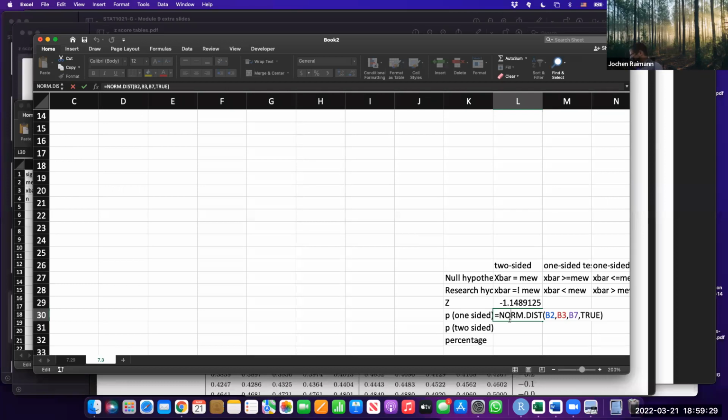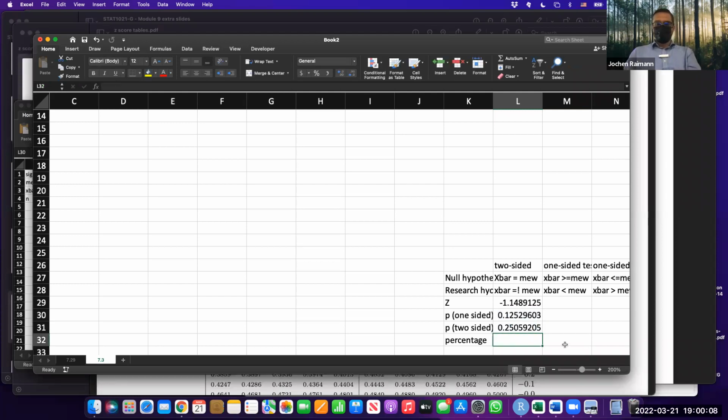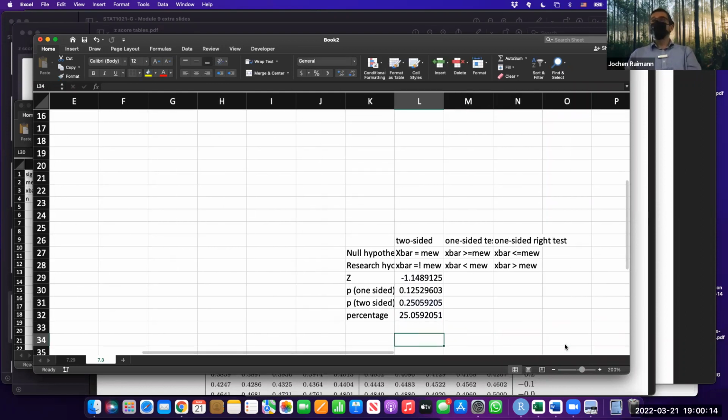Norm.dist, the mean of the sample, the mean of the population, mu, the standard error of the mean as the variability of the differences between the random sample means and the population mean, and cumulative equals true. So, for the two-sided P, we're interested in both tails. It's symmetric, so we have the left tail. Now we multiply this by 2 to get a two-sided p-value, 0.25. Multiplied by 100 is 25%. Are we rejecting? Absolutely not.